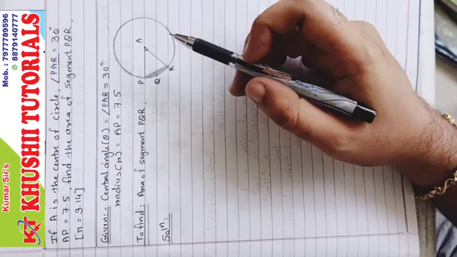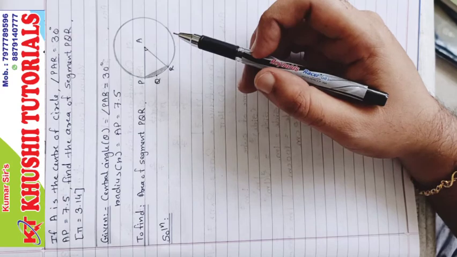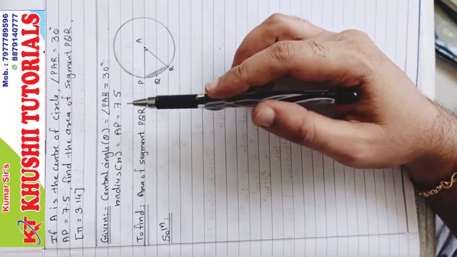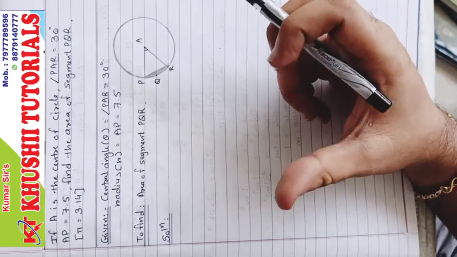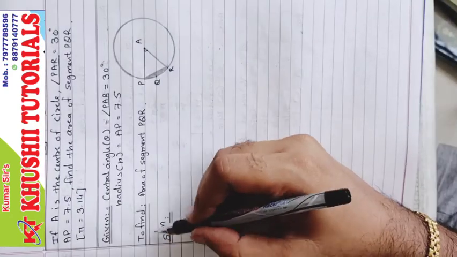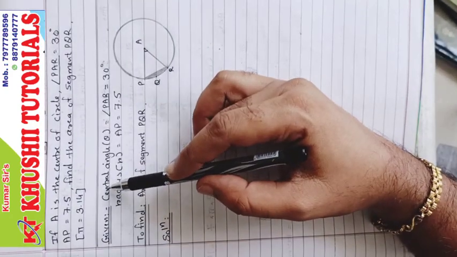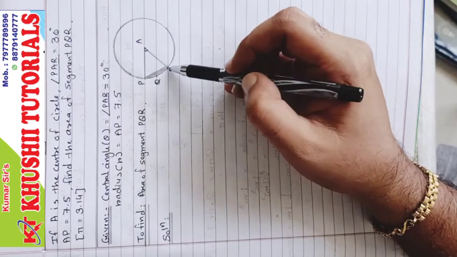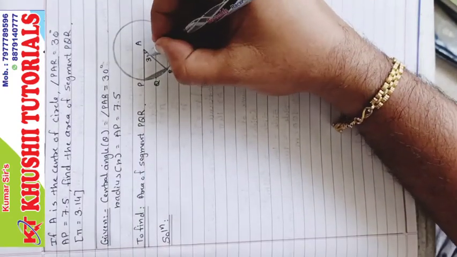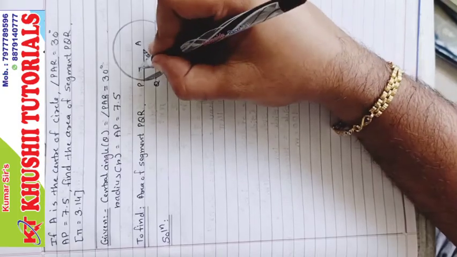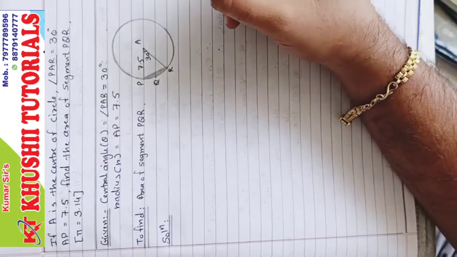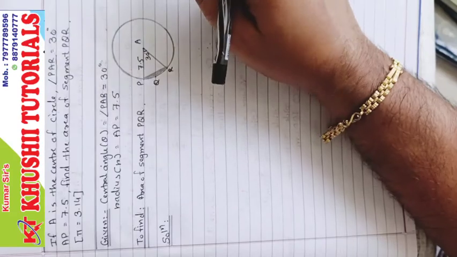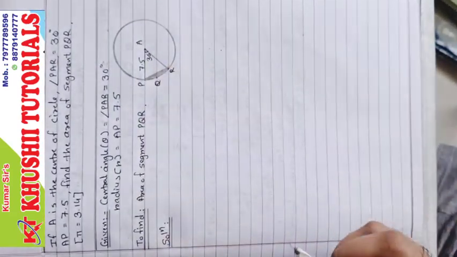Now sum number 1 and 2 we did with lengthy method. This sum, that is sum number 3, we will do with that short method or mix formula. Now solution. First before that, given central angle theta is PAR, which is 30 degree. Radius AP is 7.5. Centimeter is not given, so we'll assume to be units. We need to find area of segment.